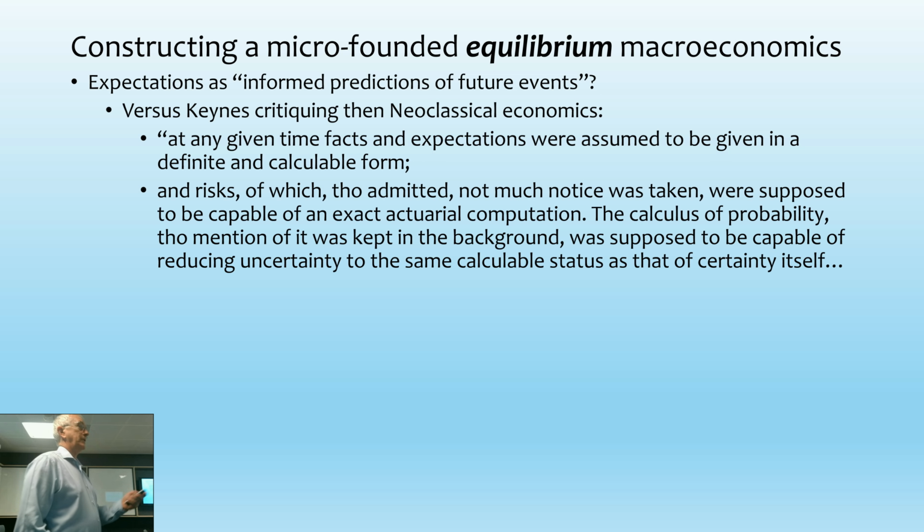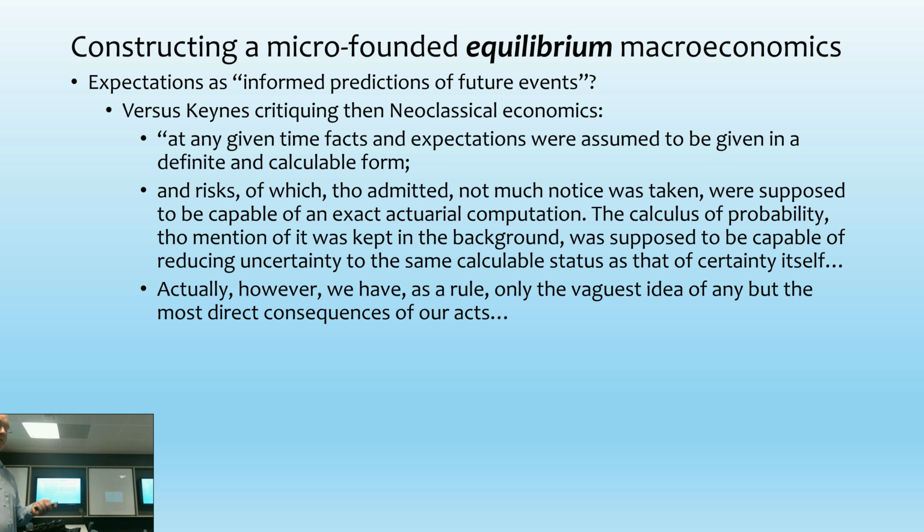Okay. And risk is ignored. You presume probability calculus can bring uncertainty back to the same calculable status as certainty itself, which actually finally happened with de Broglie. But Keynes said, actually, as a rule, we have only the vaguest idea of anything but the most direct consequences of our acts, which is quite accurate.